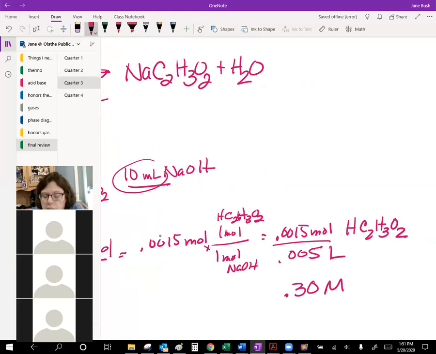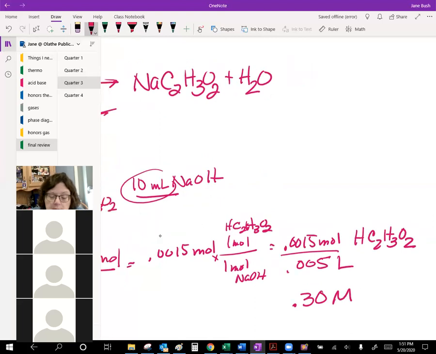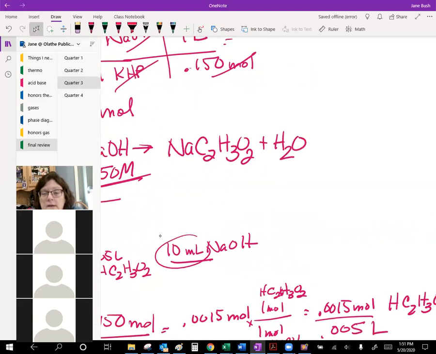Okay. All you got to do is just use your map to go back and forth. And they don't give you a complicated titration, but they do give you a titration. All right, questions about that? Do you want more examples of that? Yeah, let's do one more. Okay.